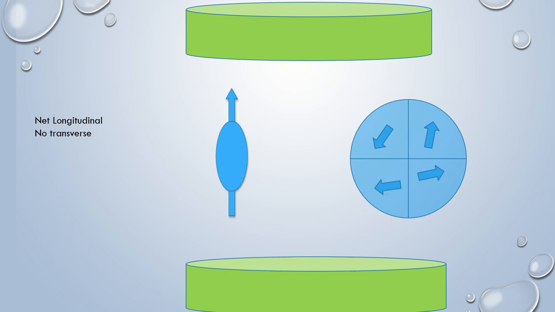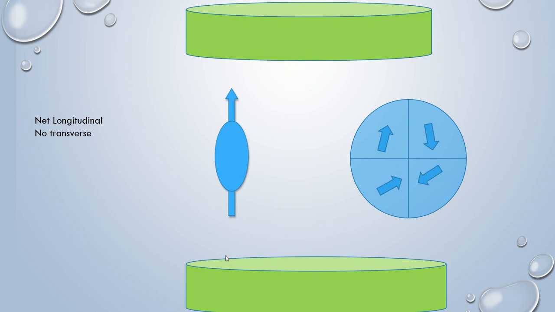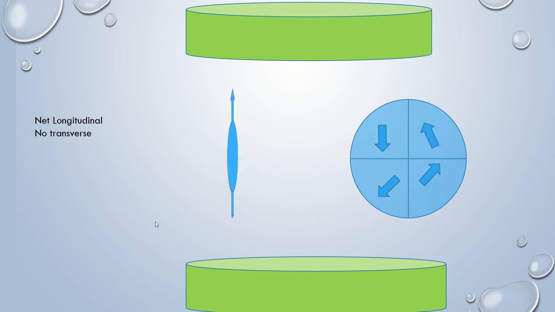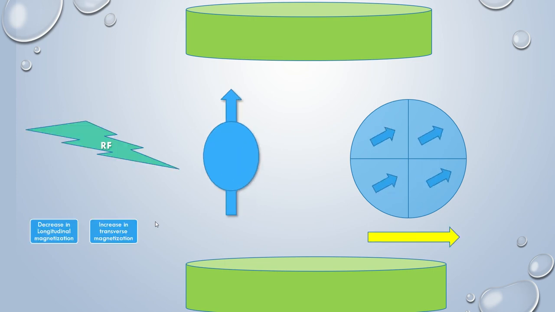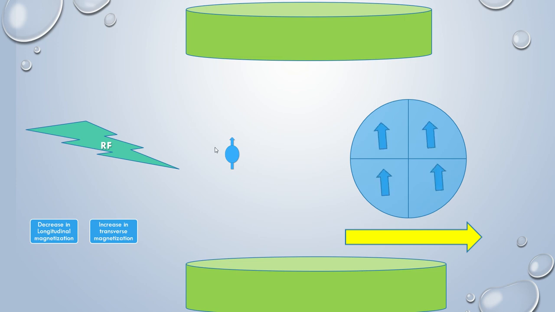Looking at the same thing from a different perspective, it's like looking from the top. Again, no RF pulse yet, so there is more longitudinal magnetization and the precession is incoherent. Once you give the RF pulse, the LM is going to decrease, and all the protons are going to start to precess together. That's going to increase your transverse magnetization.